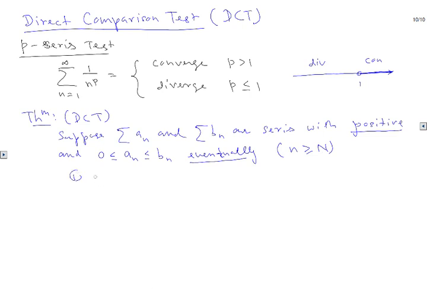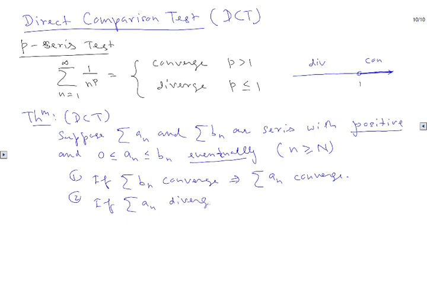The first one is, if the larger one converges, then the smaller one has to converge. And the other one is, if the smaller one diverges, then the larger one has to diverge. These are kind of obvious results, but there are a lot of applications of this one.